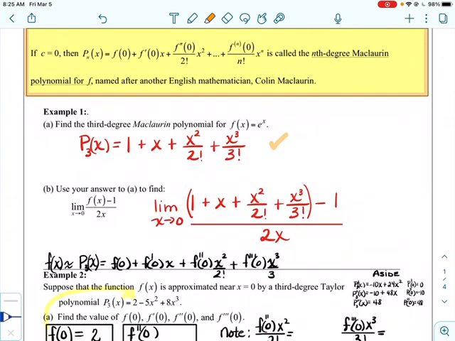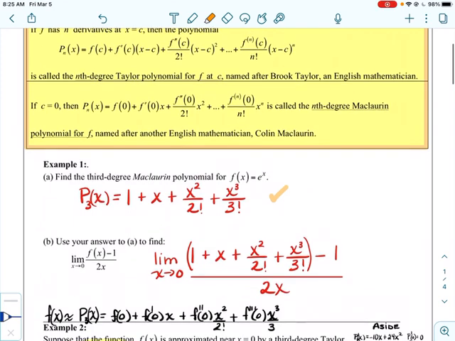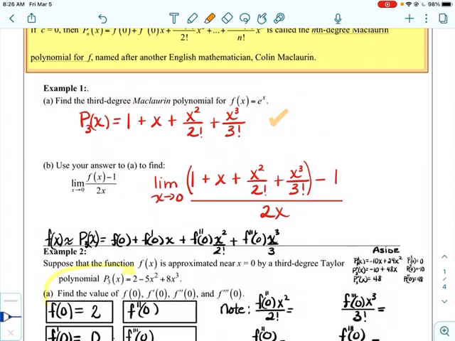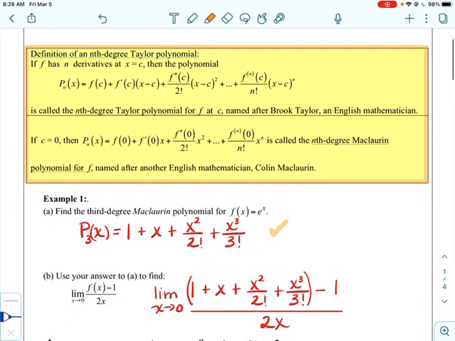So here's where we very often have to put our series into another expression. So I put it in as 1 plus x squared over 2 factorial plus x cubed over 3 factorial minus 1, as the function has it, only replacing the f of x here with this expression. So there we have it.